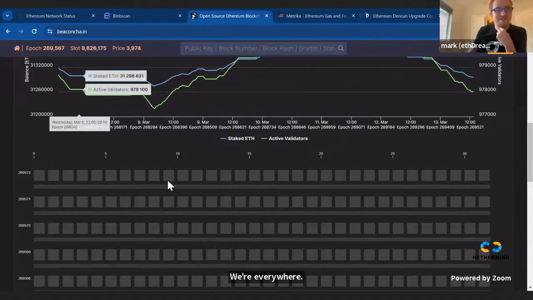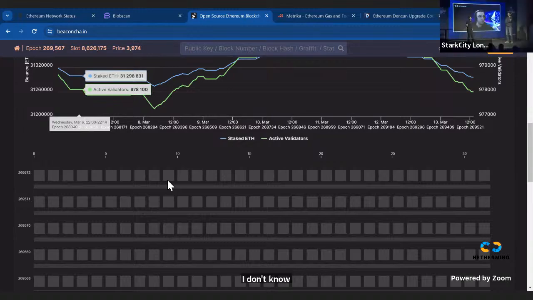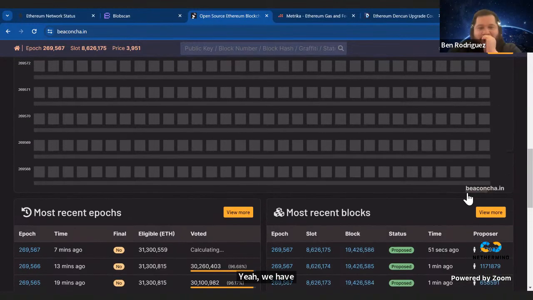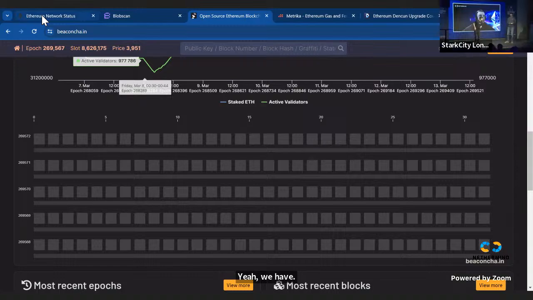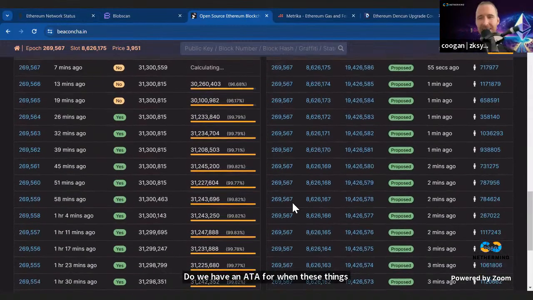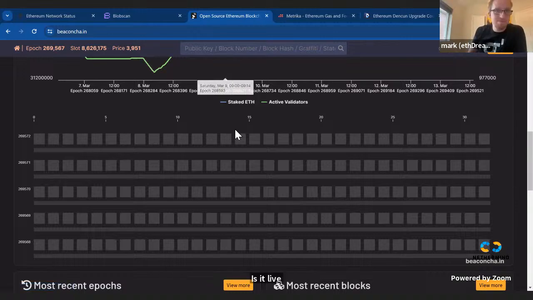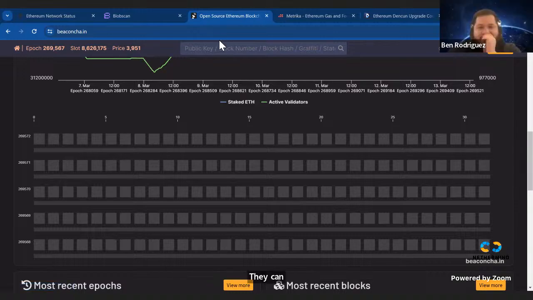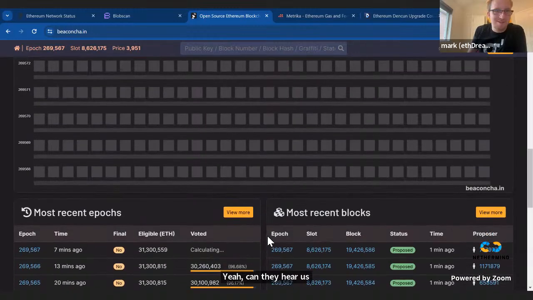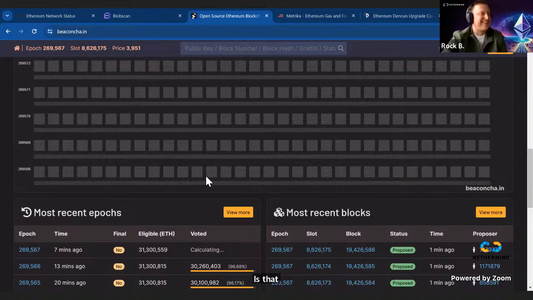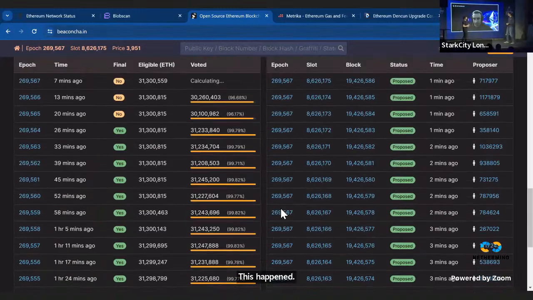Dencun live. So do we have a countdown? Is anyone following the fork on their phone? Do we have an ETA for when this thing goes live? Yeah, but my question is, when does the fork kick in? Exact block. About 3 or 4 blocks ago. Oh, nice. So do we do the little dance now? It's already happened. Blobs.